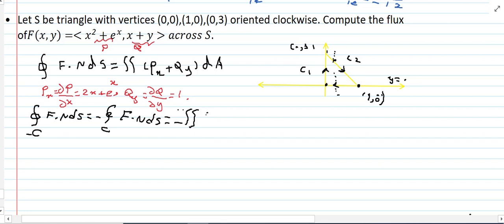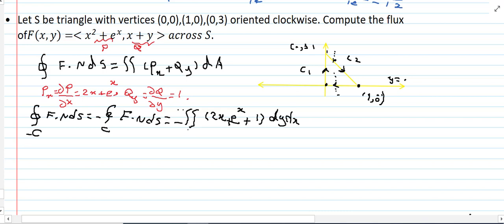Px is equal to 2x plus exponential of x, plus Qy, which is 1. And this Px plus Qy is actually the divergence, because divergence is defined by this. So we can get now the integral over dx and dy.